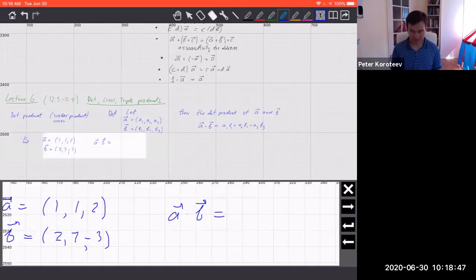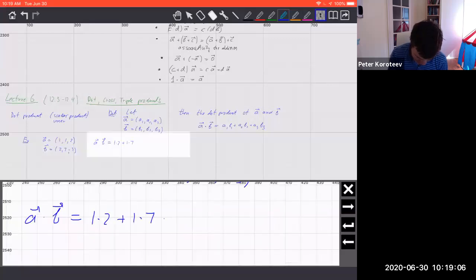Can you calculate? Three, right? So let's see. Yes, this is 1 times 2 plus 1 times 7 minus 2 times 3, right? So that gives you, yes, 9 minus 6, so it's 3. That's right.